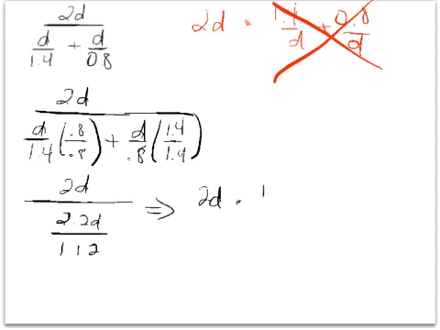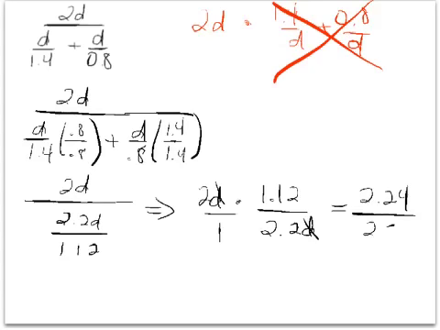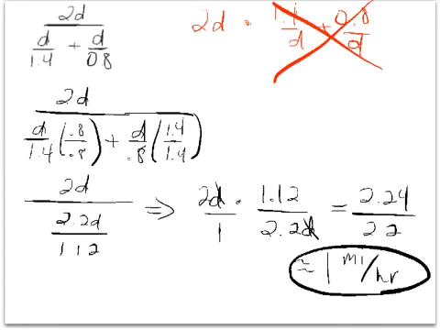2d times 1.12 over 2.2d. Simplify if you'd like. I'm not going to simplify the numbers. I'm just going to multiply them across. 2 times 1.12 over 2.2 gives me approximately 1. The variables are gone, so that's our answer. So approximately 1 miles per hour. Okay?